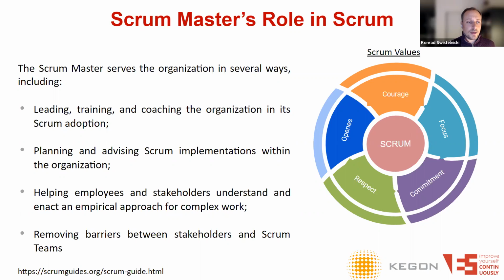The impact of the empirical approach in a complex world. So basically understanding what Agile is for, and why we cannot plan everything and fix our plan like a recipe for baking a cake, and making sure that teams understand it. And finally, removing certain barriers and impediments between stakeholders and Scrum teams, and making sure that we improve in a systemic way. So this is the Scrum Master in Scrum.